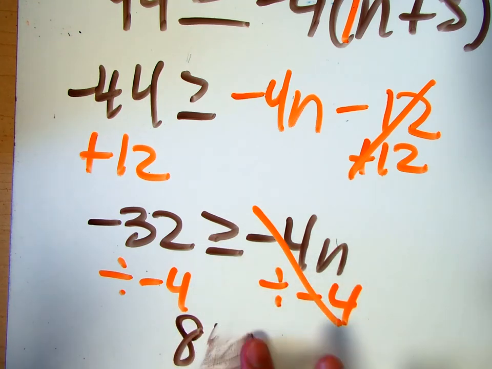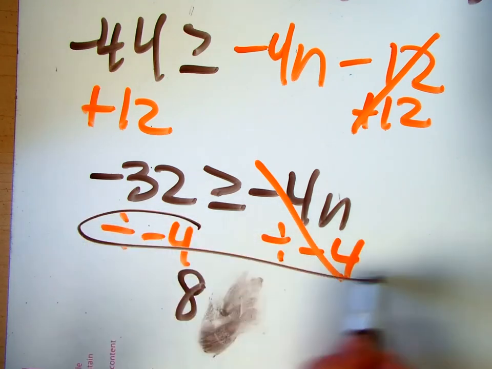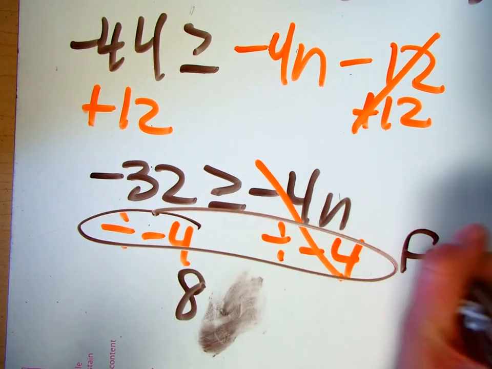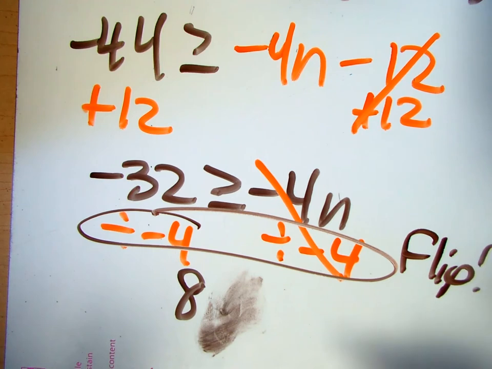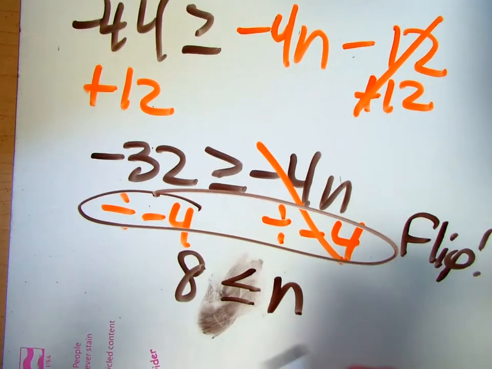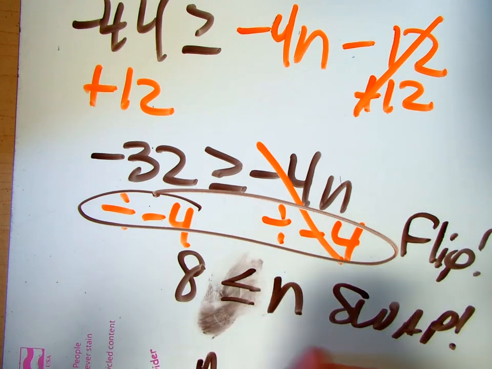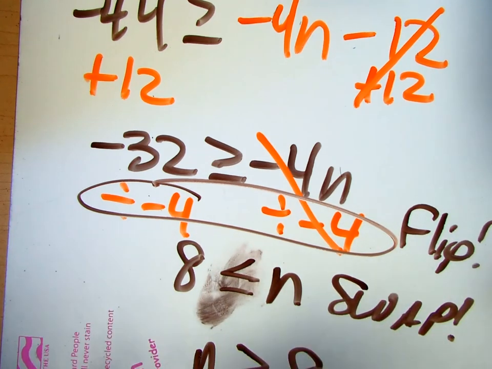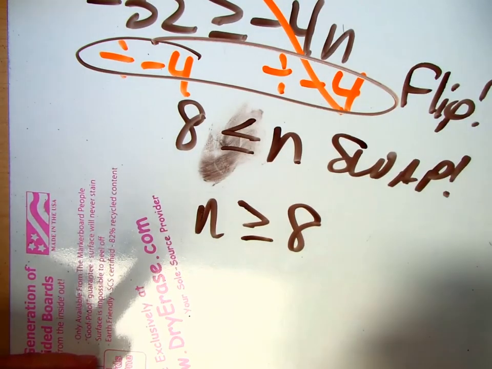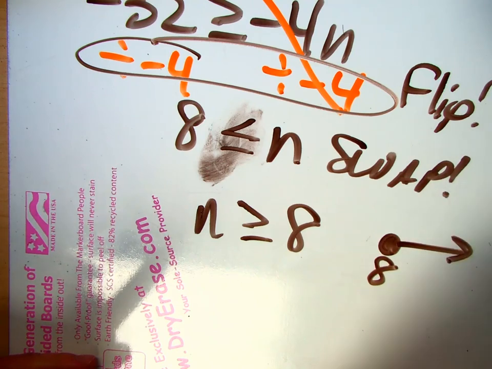Oh, but I almost made a mistake there. Because we divided by a negative 4 on both sides, that means that we need to flip. So there's my flip, n stays the same, and it's backwards, so I also need to do a swap. N goes first, 8 goes at the end, symbol changes direction. Last thing, closed circle over 8, shade to the right.